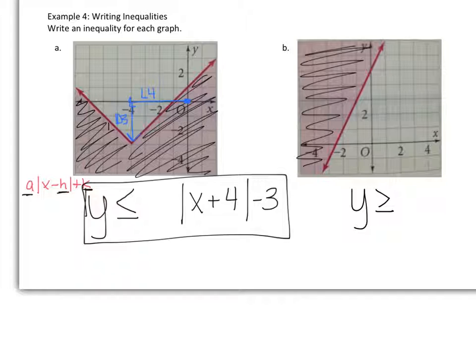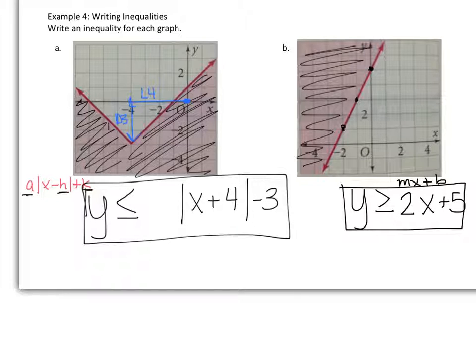What's the basic structure for a line? mx plus b. So let's fill in m and b. What do you want to fill in first? Let's go with b. What's the y-intercept? 5. Plus 5. All right, so how much is it from one point to the next for our slope? Up 2 over 1, so we get a positive 2. That's not that hard.